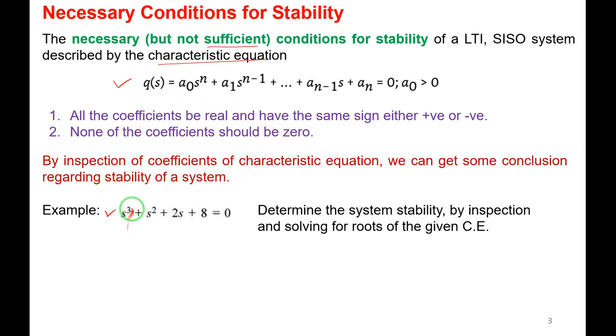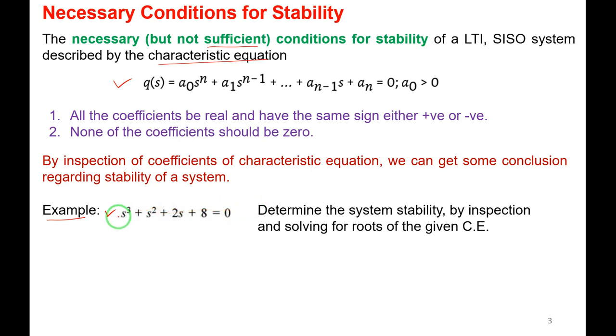Observe this characteristic equation, S cube plus S square plus 2S plus 8. All the coefficients are present. The coefficient of S cube is 1, the coefficient of S square is 1, the coefficient of S is 2, and the constant term, S to the power of 0, is 8. All the powers of S are present: first S cube, then S square, then S to the power of 1, S to the power of 0. None of the terms are missing, so all the coefficients are real and have the same sign here, plus plus plus.